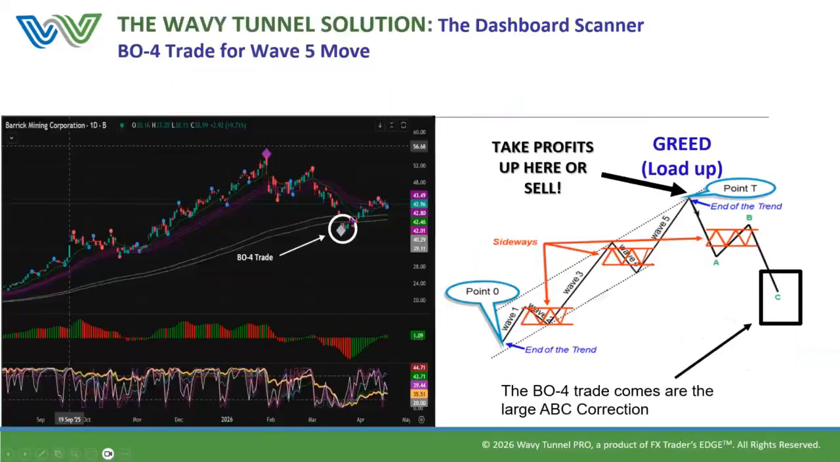This is what it looks like on the chart. We have a strong uptrend, and then we have a beautiful correction right below the tunnel with the gray diamond, and this is called the Breakout 4 trade. So this shows up at the end of wave C on the market map. This shows up on your dashboard scanner, the chart. And this is the trade that we are looking for.